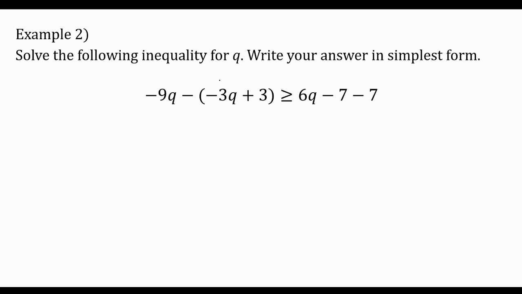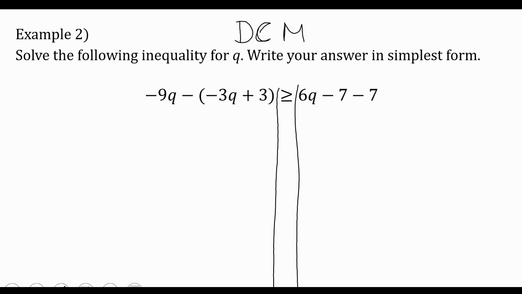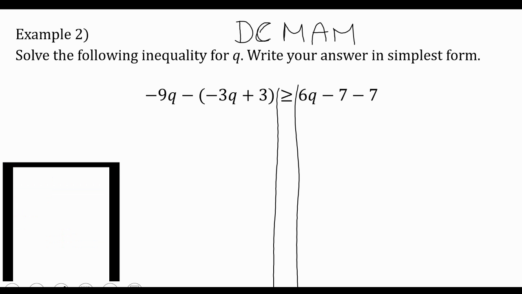Solve the following inequality for Q. Write your answer in simplest form. Okay, first steps first. Let's draw the train tracks. Let's stay organized here. I'm going to write DCMAM, and that first step is to distribute.